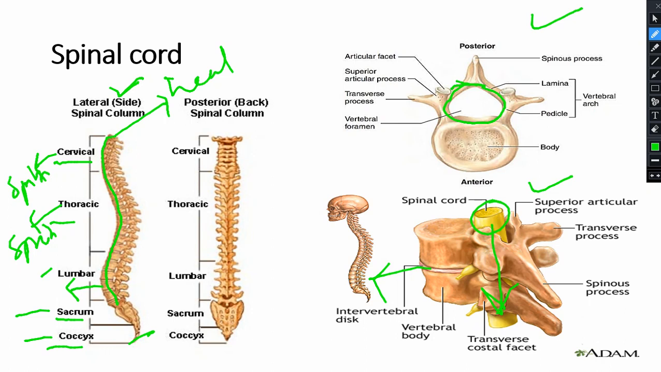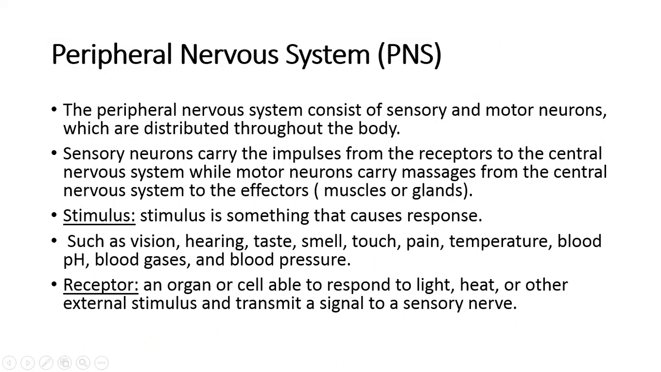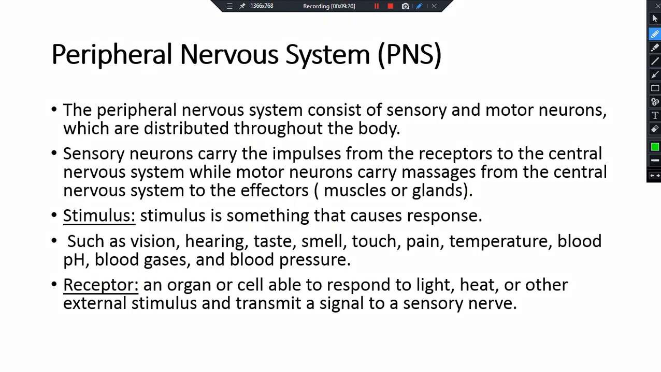Let's learn the peripheral nervous system. So we have finished the central nervous system. Now we will learn the peripheral nervous system. In the first lecture we differentiated between the central nervous system and the peripheral nervous system. The central nervous system is mostly composed of the brain and spinal cord, and those nerves which arise or branch off from the spinal cord and are distributed to all parts of the body, we call the peripheral nervous system.